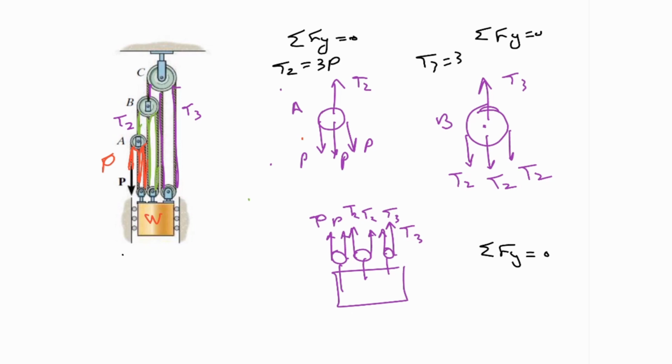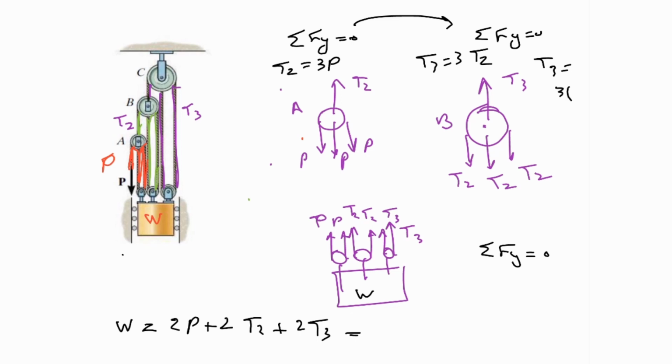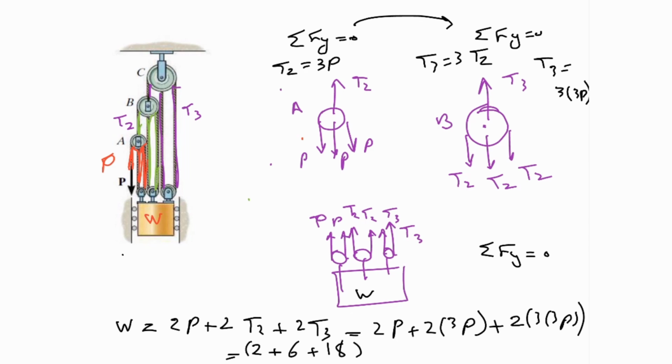And if you do these things, you can see that T2 is 3 times P, T3 is 3 times T2, and you can see your weight is 2 times P plus 2 times T2 plus 2 times T3. If you replace from the top, I know that T3 is 3 times 3 times P, and I can replace them from the top. That would be 2 times P, 2 times 3 times P plus 2 times 3 times 3 times P, and that means in total you would have 2 plus 6 plus 18 times P. That would be 26 times P, and as you can see, that's a huge difference.